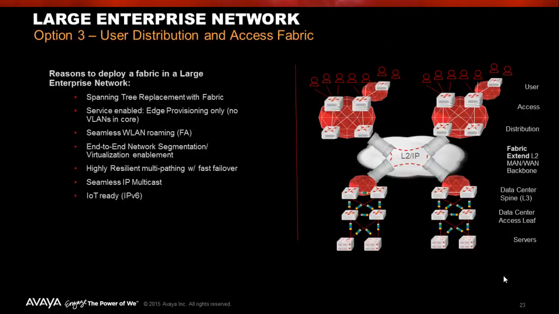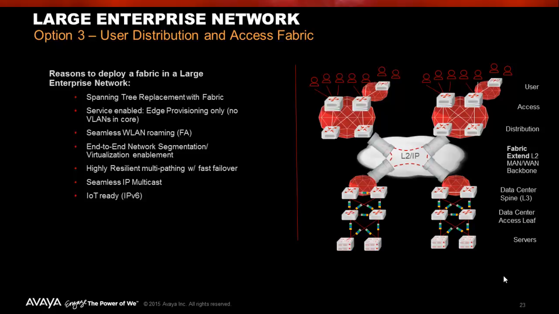Option 3 takes more of a user access focus. Note how I still have my touch points to the data centers. I still have Fabric there, and now I'm drawing the fabric across. I'm providing core technology at each major site with seamless wireless capabilities, seamless end-to-end network segmentation, and the ability for seamless multicast.